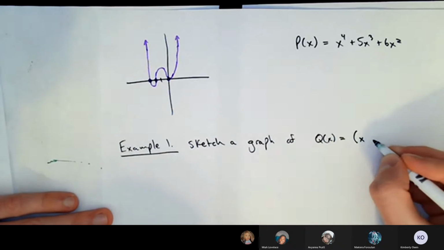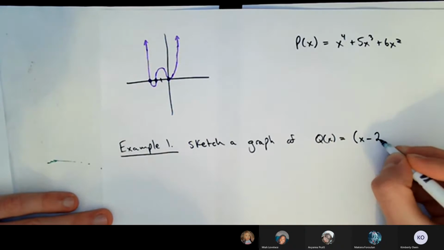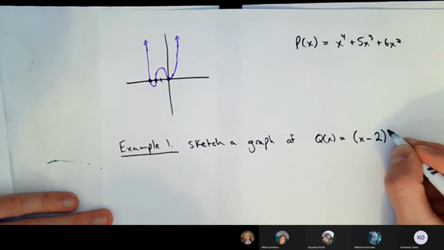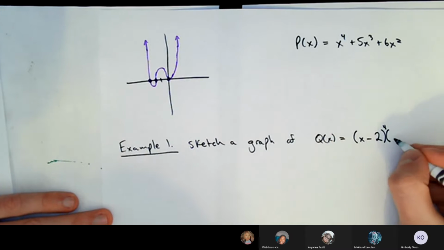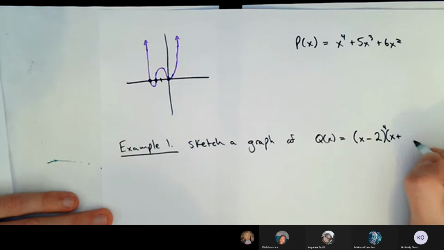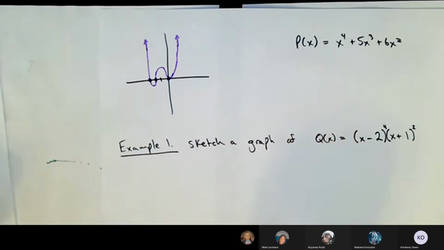How about (x - 2) to the 4th times (x + 1) squared. Let's see if we can deal with that.